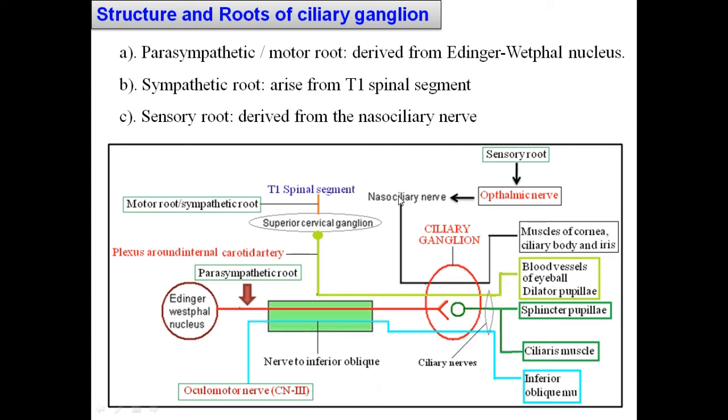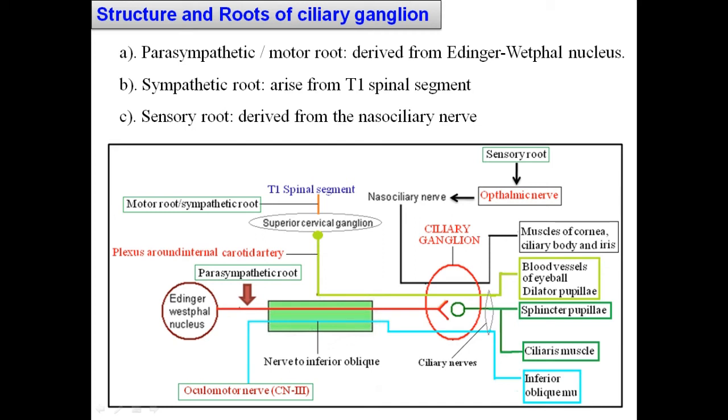And one more nerve is there, from the oculomotor nerve, which gives the nerve to inferior oblique, that passes through the lower border of the ciliary ganglion. This nerve to inferior oblique pierces the inferior oblique muscle of the extraocular muscles, and some of the nerve fibers anastomose with the ciliary nerves, contributing to the formation of the nerves that supply the intraocular muscles of the eyeball.